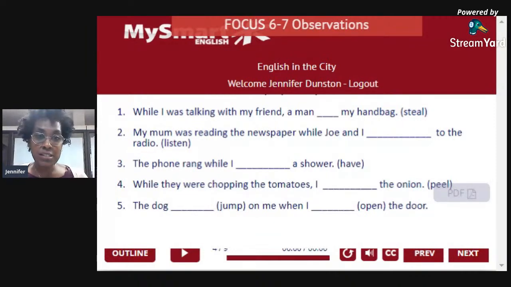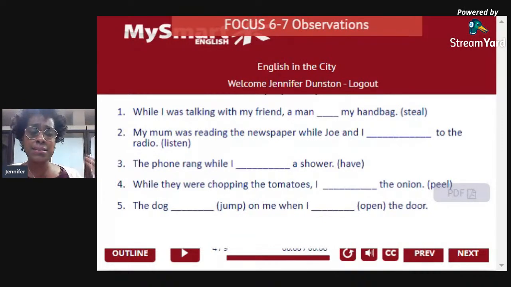Look through all the sentences. While I was talking with my friend, a man... my handbag. My mom was reading the newspaper while Joe and I... While is for past continuous, and when with past simple. Excellent, Victoria. That's exactly it. And so now, if we understand that we use past continuous with while, and the past continuous is what? Does anyone remember the grammar structure for past continuous?